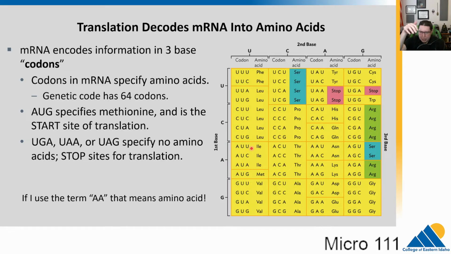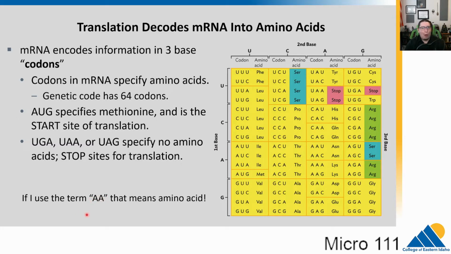Then it's going to continue on in 3 base codons until it finds one of 3 stop codons. So these stop codons, UGA, UAA, or UAG, they don't actually code for an amino acid, and that ends up causing translation to stop.